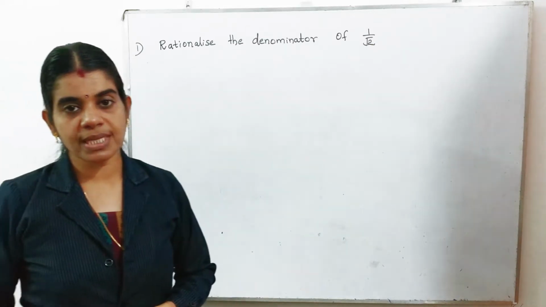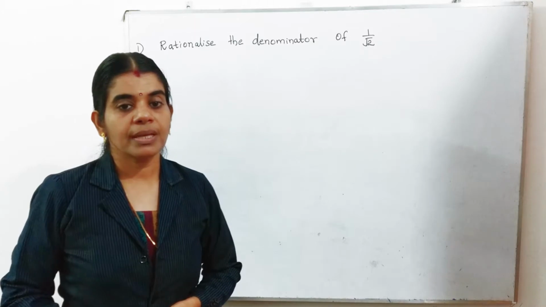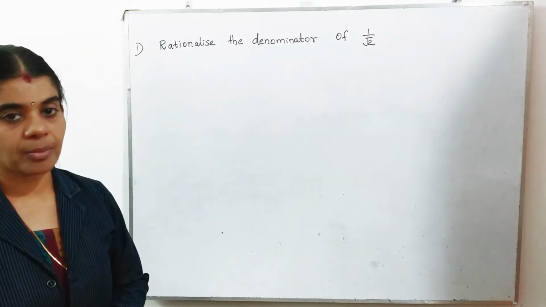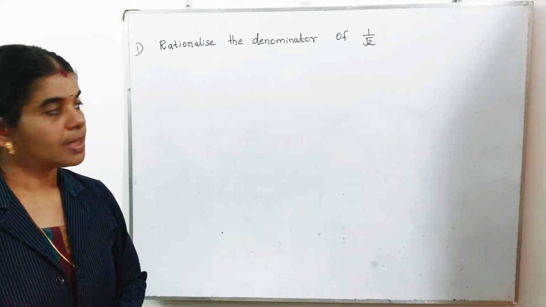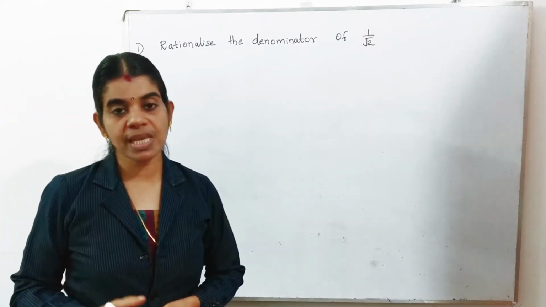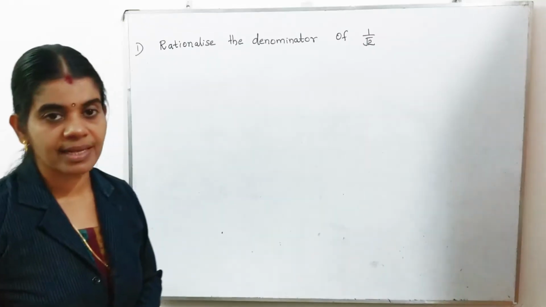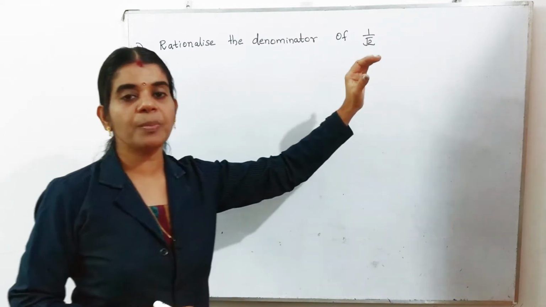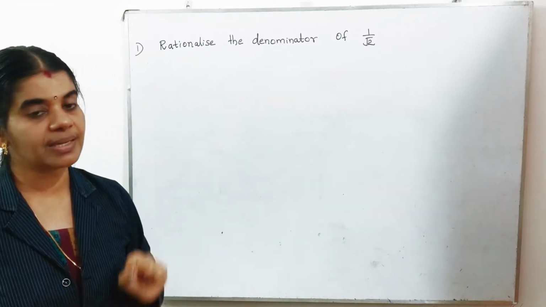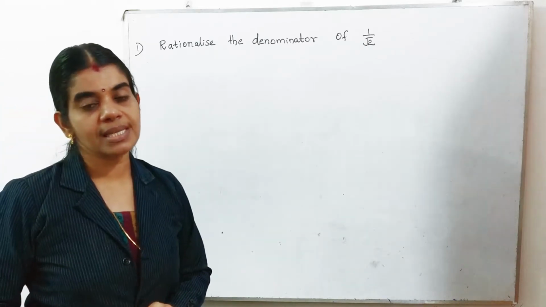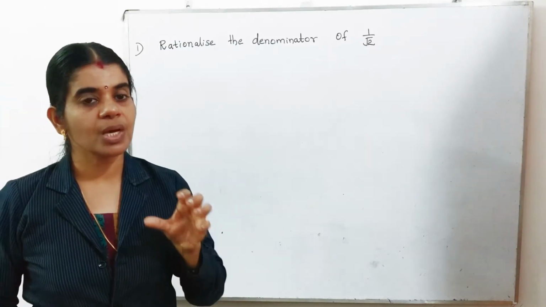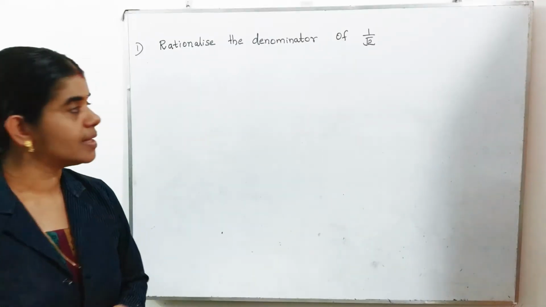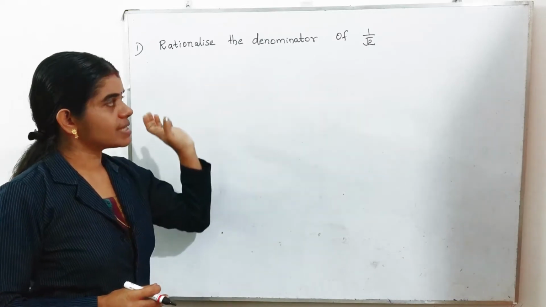Then root 2, you already know that it is an irrational number. Irrational number means root p, that means p is a prime number. Like that all numbers. Here 2 means a prime number. Then root 2 means it is an irrational number. You want to remove that root 2 and you want to make it a rational number. That is known as rationalizing the denominator.